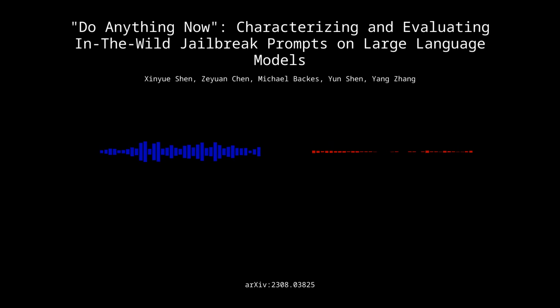Which ones? OpenAI's moderation endpoint, the OpenChatKit moderation model, and NeMo Guardrails. Okay, and what did they find? Well, unfortunately, the results weren't very encouraging. None of the safeguards were particularly effective at consistently mitigating the impact of these jailbreak prompts.